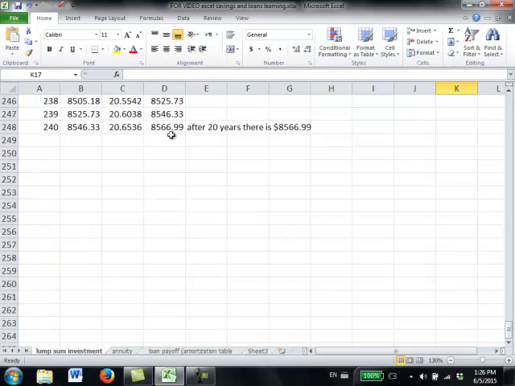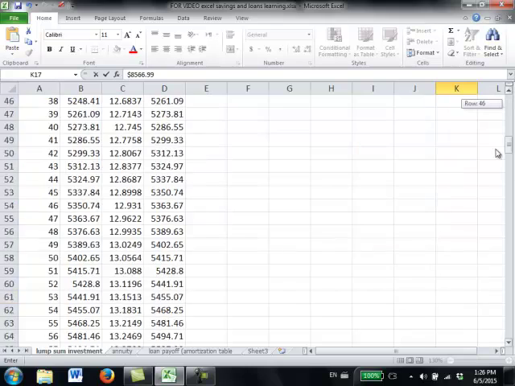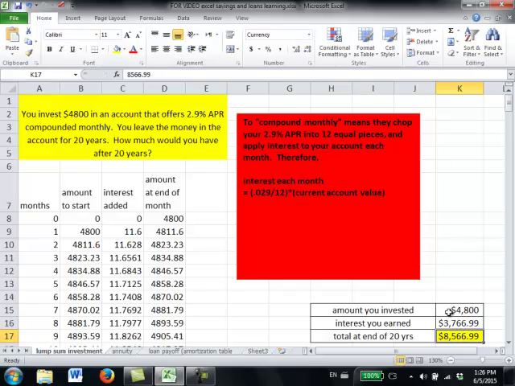Well, I have $8,566.99 after 20 years. So how much interest did I actually earn? Well, that would equal the amount I had at the end of 20 years minus the amount I originally invested. I gained $3,766.99 in interest.